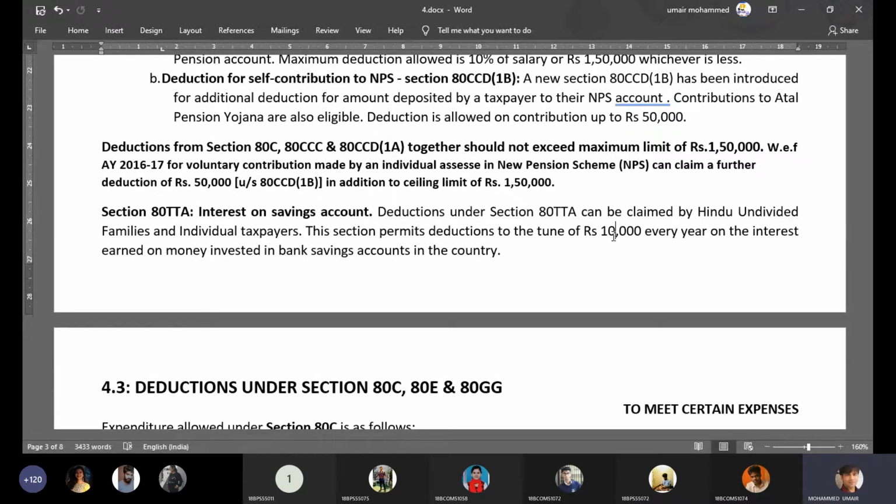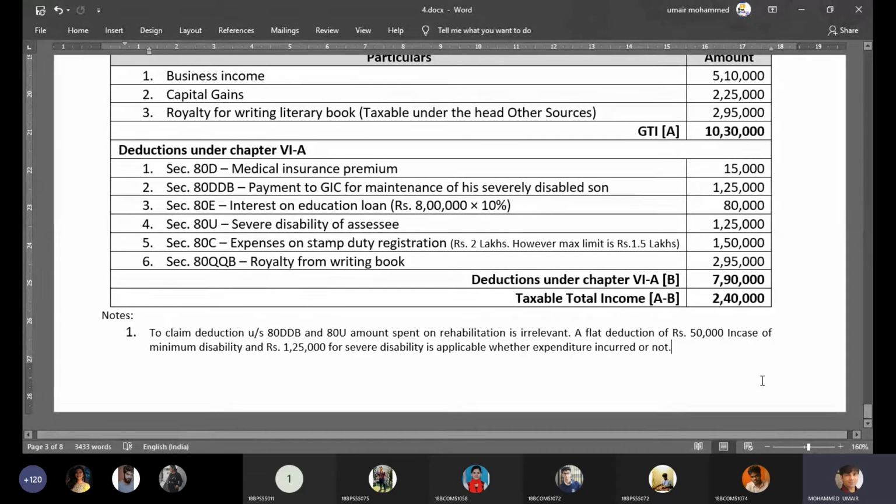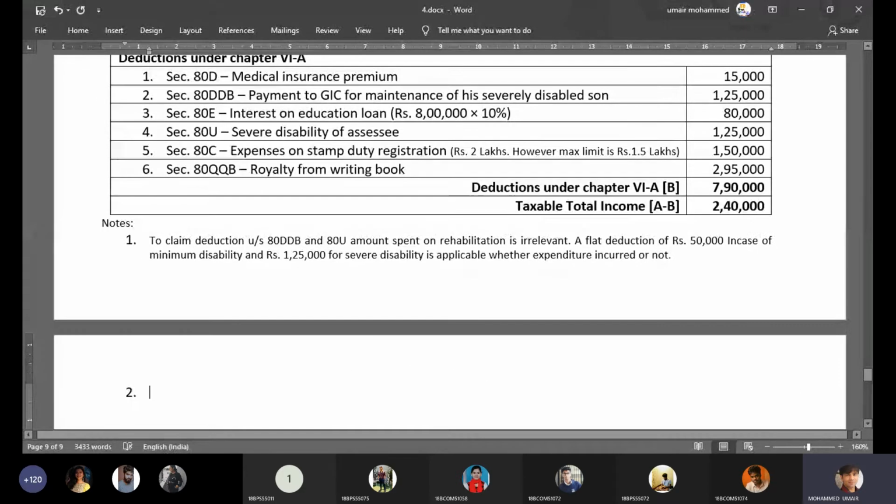But the procedure here is slightly tricky. If I earn interest from savings bank account, it is taxable under the head other sources. So first I have to consider this as an income and show it under the head other sources. And later, whatever interest I have earned, I can claim that as a deduction under section 80TTA. So technically speaking, the interest earned, right, gets kind of an exemption.